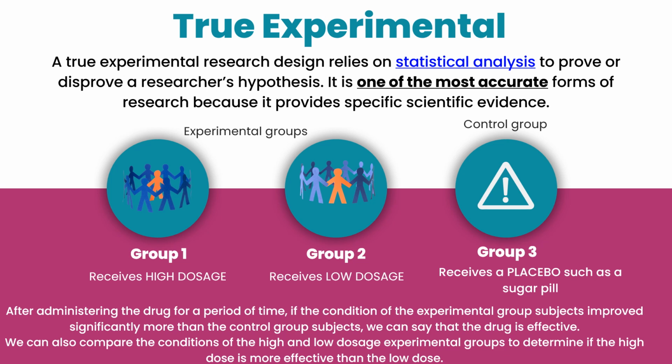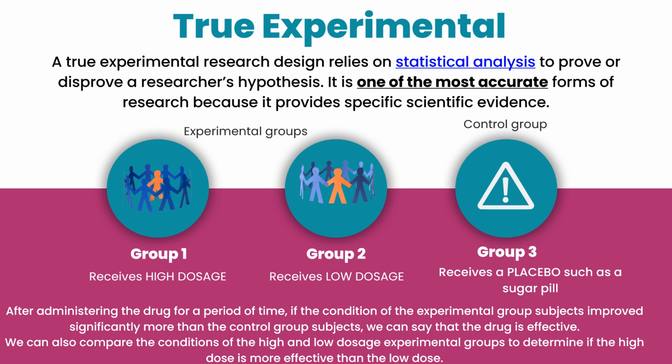So this is where you're going to have the experimental groups and you're also going to have a control group. The first group, let's just say, is going to receive a high dosage of medication or whatever the intervention is. The second group is going to receive a low dosage, and then you're going to have a third group, which is the control group, which is going to receive a placebo, such as a sugar pill or something like that. So each group is going to be receiving something different, and the control group is going to receive a placebo.